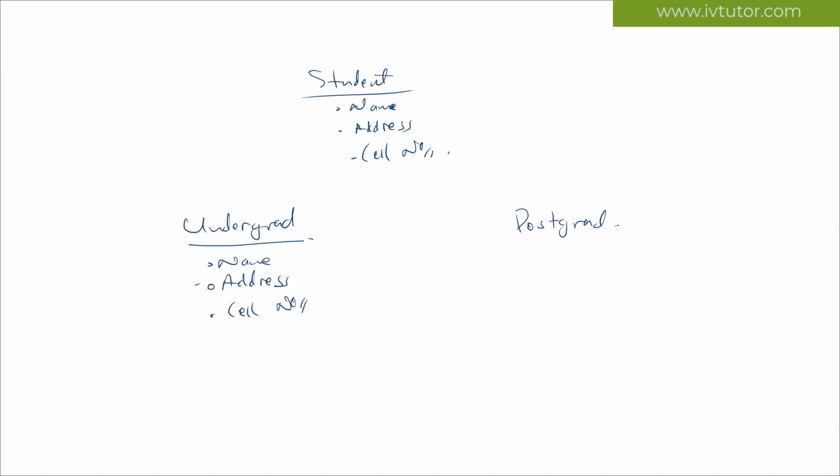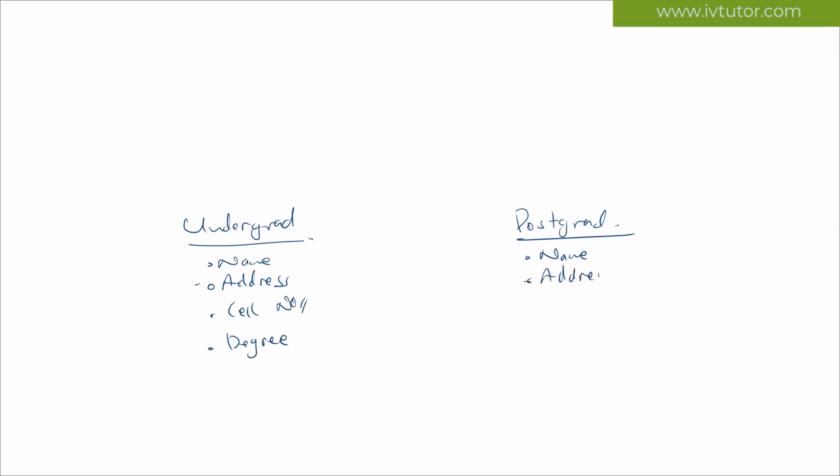Right. And actually, no, I'm doing this wrong. Let's forget about students. Let's just worry about undergrad and postgrad. And what else do they have? They've got like their degree, which they are doing. Is that all? Yeah. Okay, fine. What about the postgrad? Oh, they've got a name, they've got an address, a cell phone number, and they've got a thesis, which is their area of study.